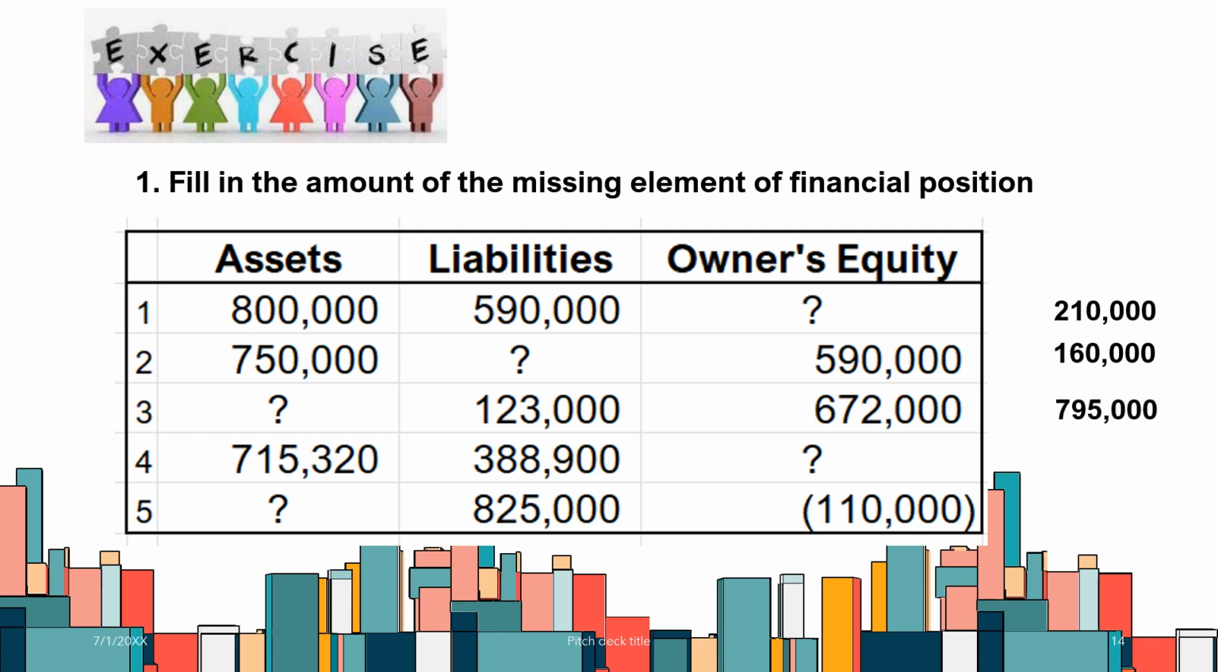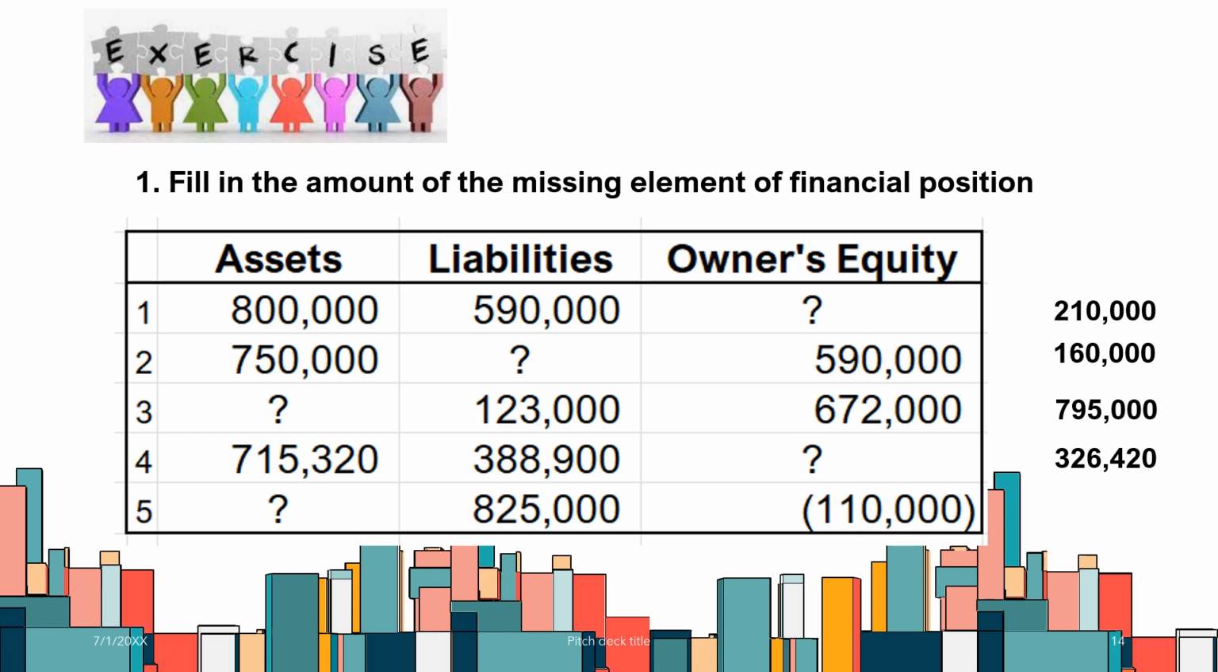Okay, number 3, question mark for assets, 123,000 liabilities, and 672,000 owner's equity. Okay, how much will be your assets? You just add the liabilities and owner's equity, and that is 795,000. Okay, how about number 4? Owner's equity is missing. Assets and liabilities are given. So what will you do? Okay, you will subtract the liabilities from assets, 715,320 minus 388,900. So that is 326,420.